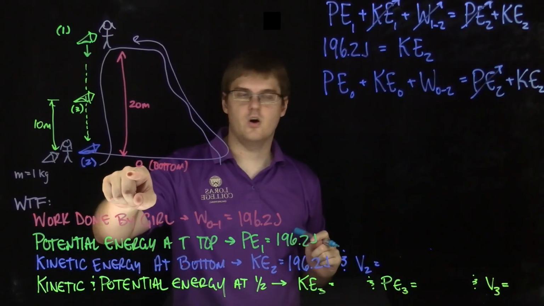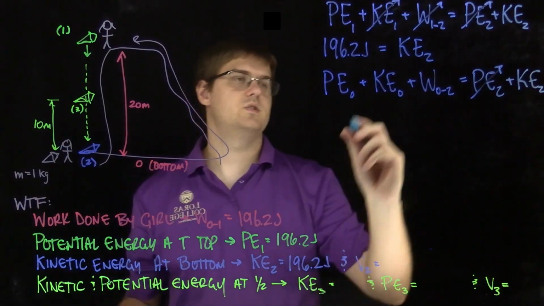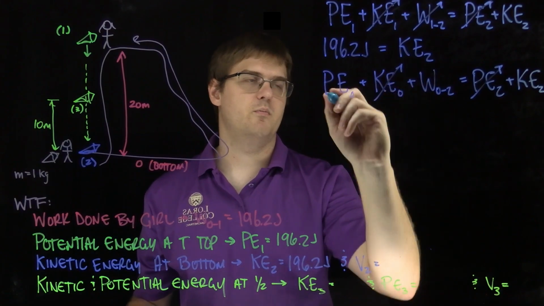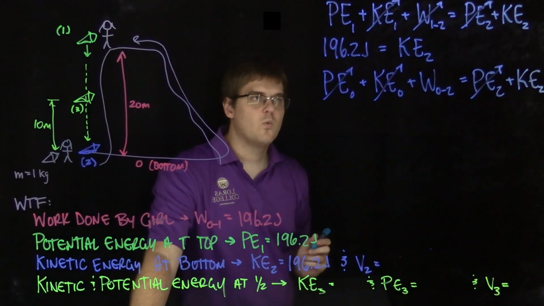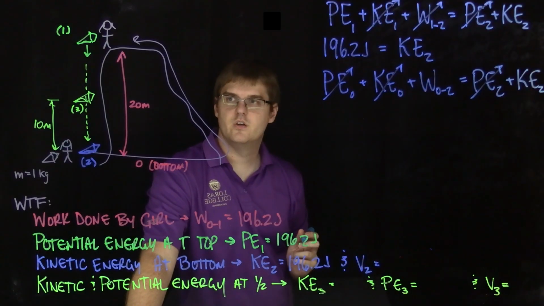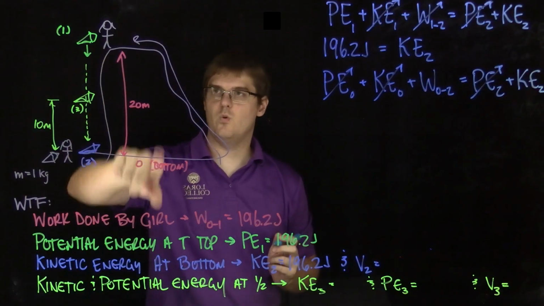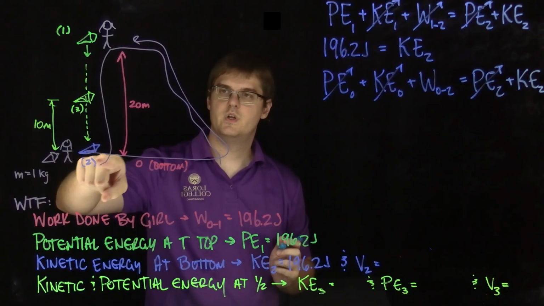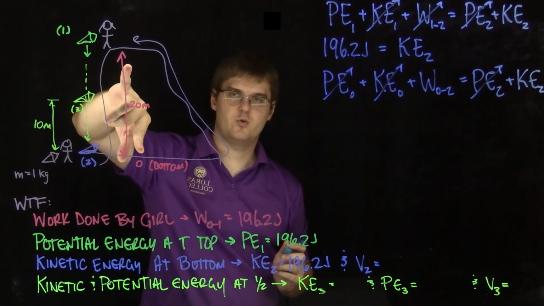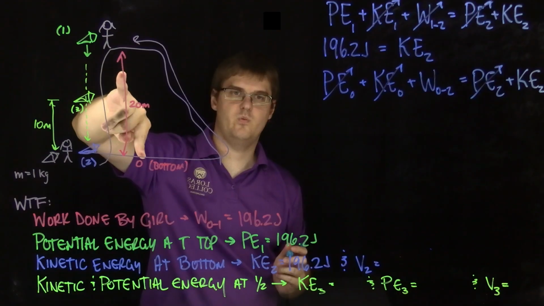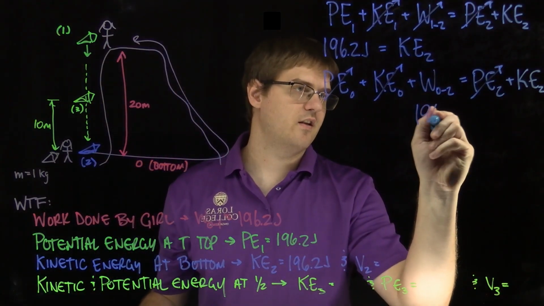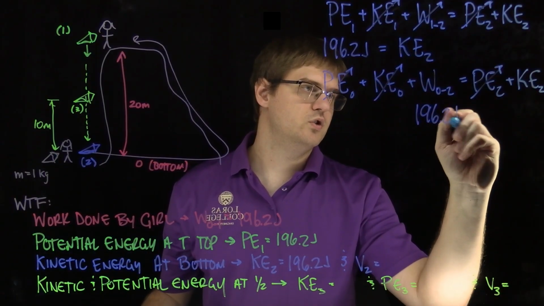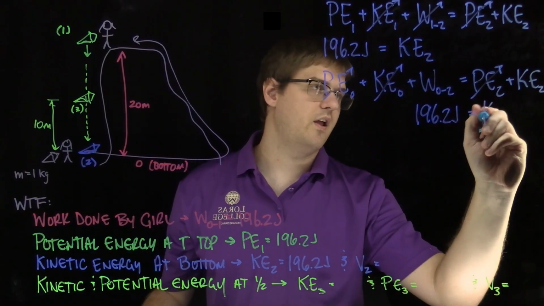Kinetic energy at 0, we're at the ground, we're just sitting there, we have no velocity, so kinetic energy is 0. We're on the ground, potential energy is 0. Work from 0 to 2 is the work that happens all the way from 0 to 2, which is the same as the work that happens between 0 and 1, because we've got a work of 196.2 joules here, which is equal to KE2.